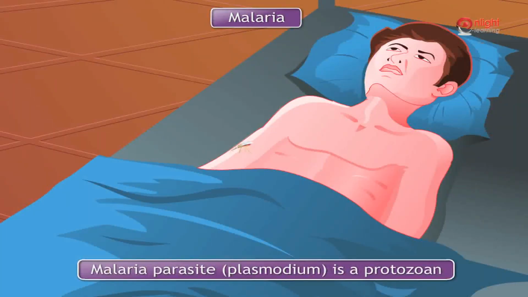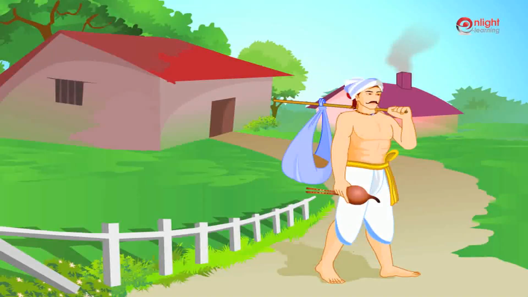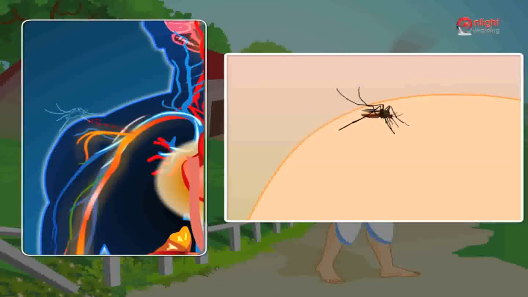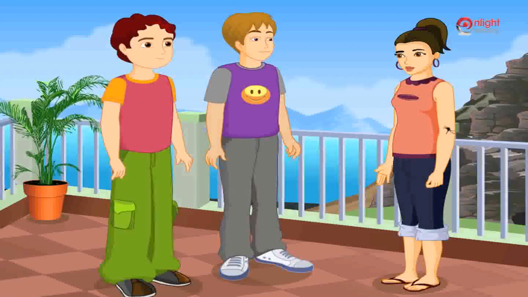Malaria parasite Plasmodium is a protozoan. It multiplies in the body of the mosquito, which acts as a carrier. When the mosquito carrying the parasites bites a healthy person, the parasites will be injected into the blood. This is how malaria spreads from one person to another.